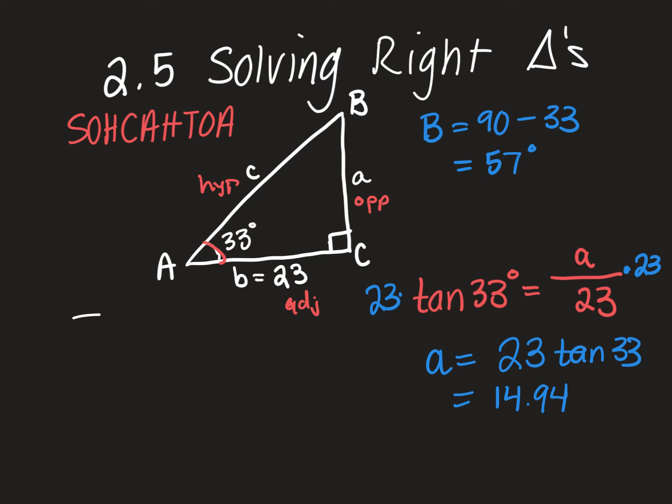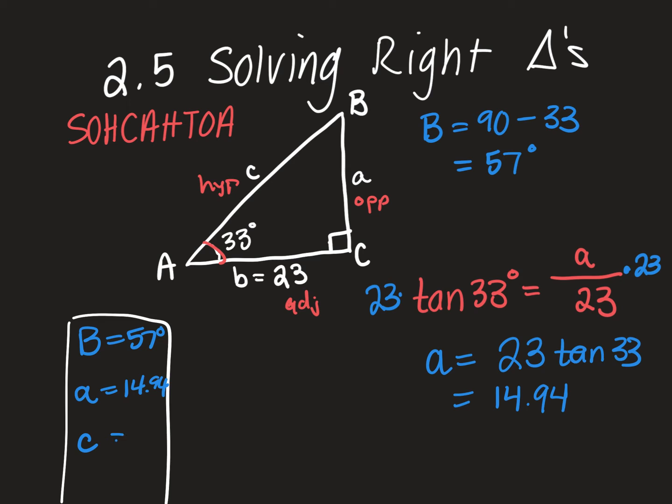So we had to find angle B, which we did, it's 57. We found side A, which is now 14.94. Now we have to find side C. There are two ways you can do this. You can do another trig function, or now that you have two sides, you can do the Pythagorean theorem. Let's do the Pythagorean theorem.